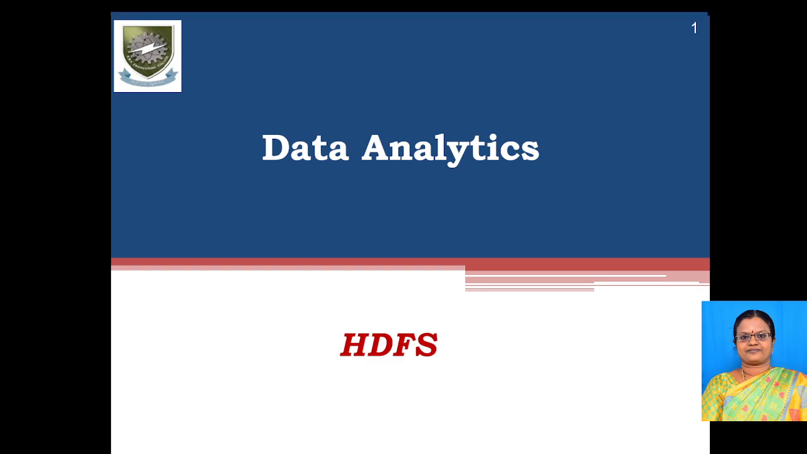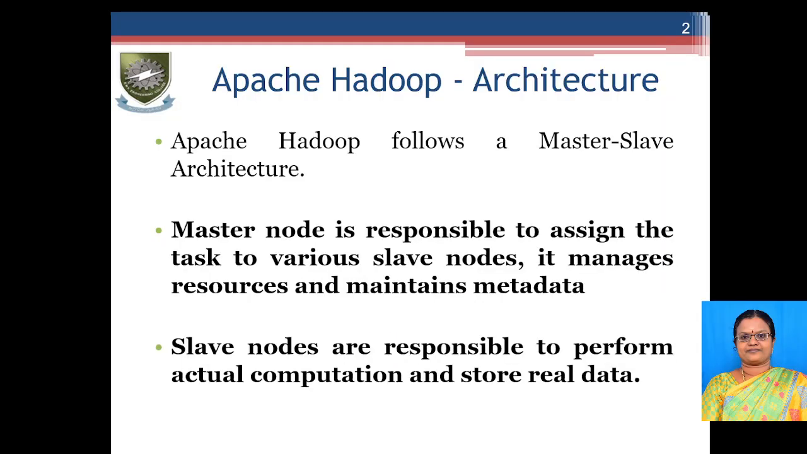Hi, now we will see about the Hadoop distributed file system. So we know that Hadoop follows a master-slave architecture. The master node is responsible for assigning the various tasks to the slave nodes, and it also manages the resources and maintains the major information. Whereas the slave nodes are responsible for performing the computation as well as the actual storage.